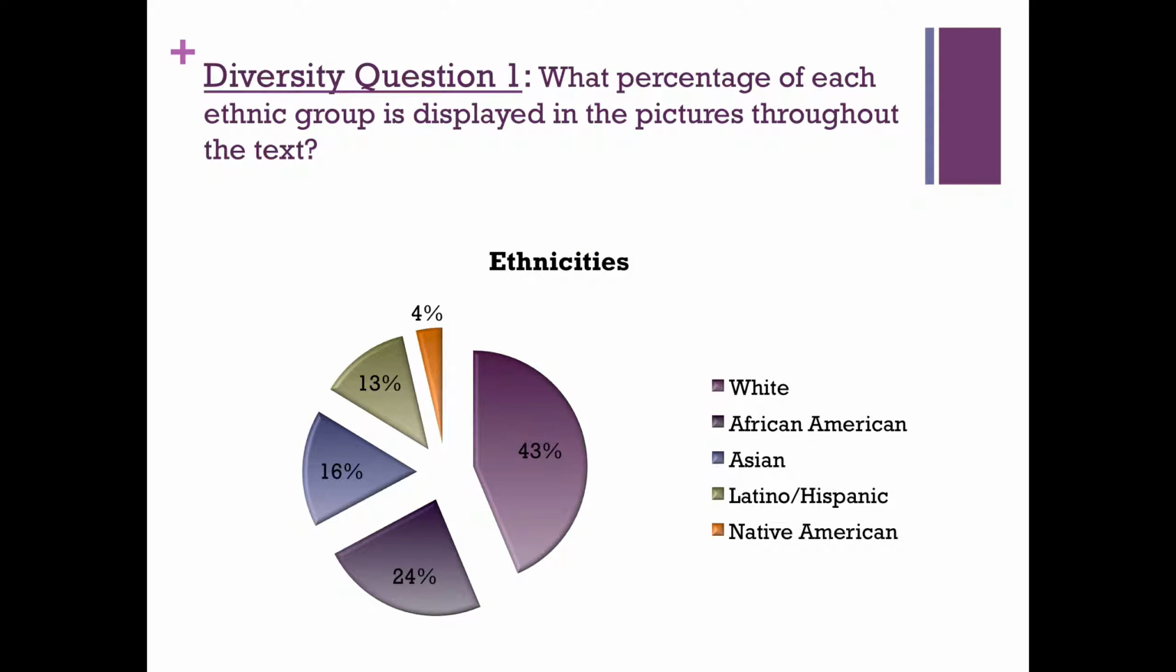The first diversity question I'm going to answer is what percentage of each ethnic group is displayed in the pictures throughout the text. Out of 27 pictures, there were 55 individuals, of which 43% were white, 24% were African American, 16% were Asian, and 13% were Latino or Hispanic. Only 4% were Native American.